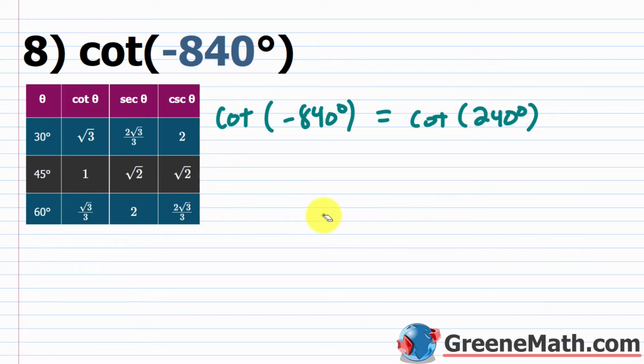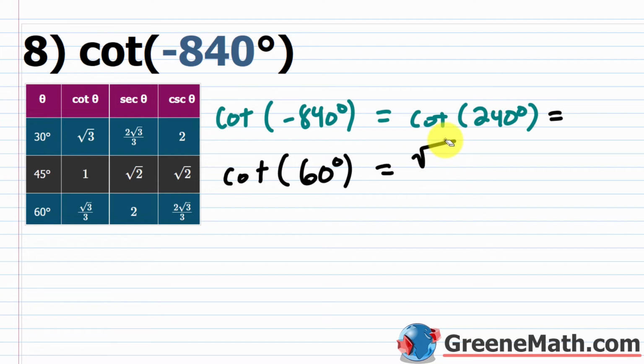Thinking about cotangent in quadrant 3, it's positive. So I don't have to make any sign adjustments here because everything here is from quadrant 1, so they're all positive. In this case, I can just take the value of the cotangent of 60 degrees. I don't have to make any adjustments to the sign. The cotangent of 60 degrees is the square root of 3 over 3. So that's going to be my answer, the square root of 3 over 3.